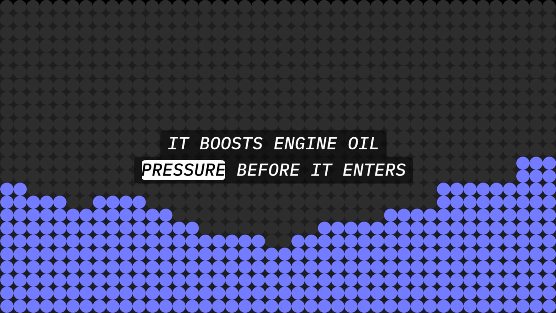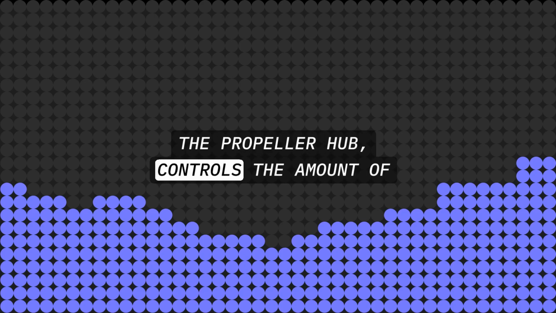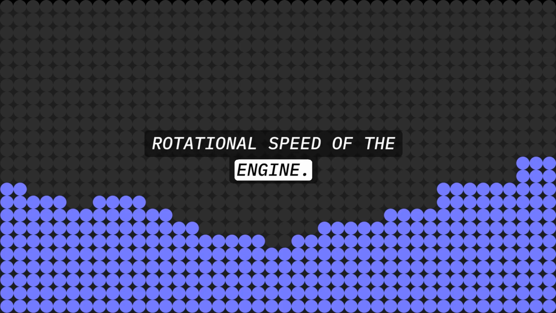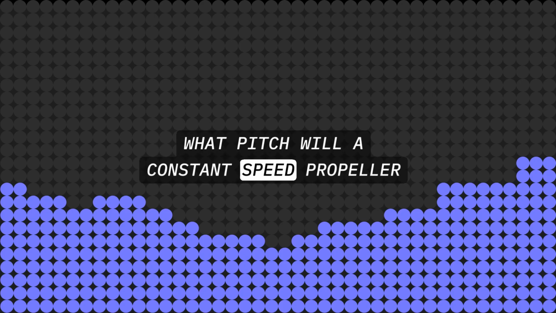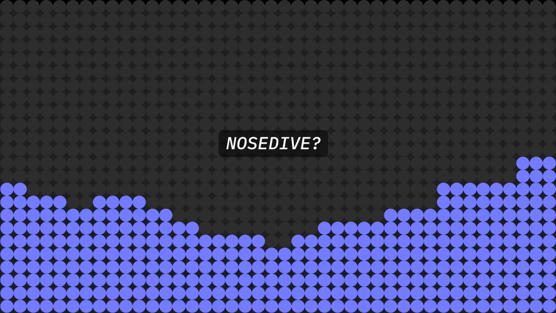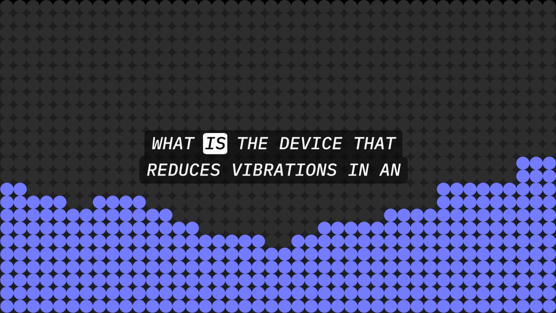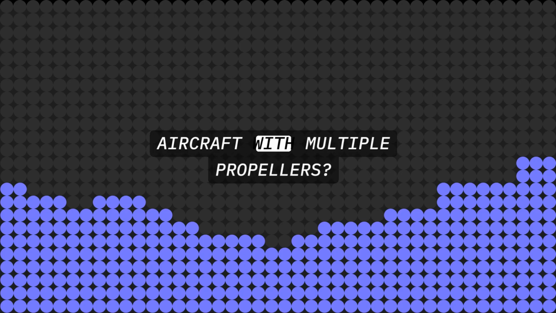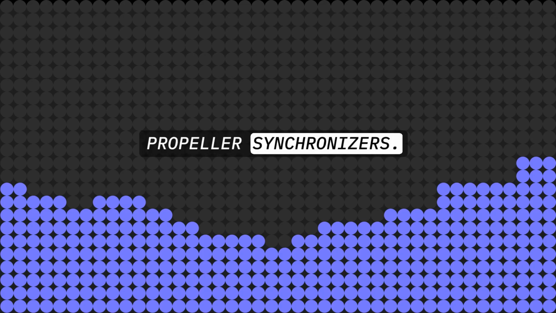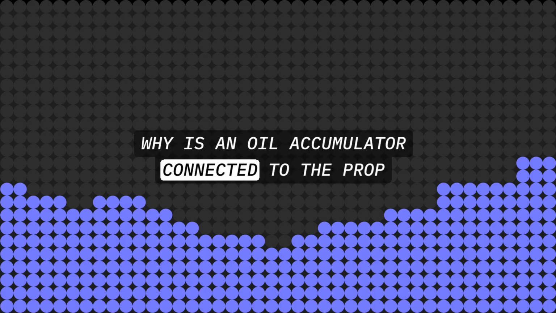It boosts engine oil pressure before it enters the propeller hub, controls the amount of oil that flows to the propeller, and senses the rotational speed of the engine. What pitch will a constant speed propeller move into at constant power when going into a nosedive? High pitch. What is the device that reduces vibrations in an aircraft with multiple propellers? Propeller synchronizers. Why is an oil accumulator connected to the prop governor?